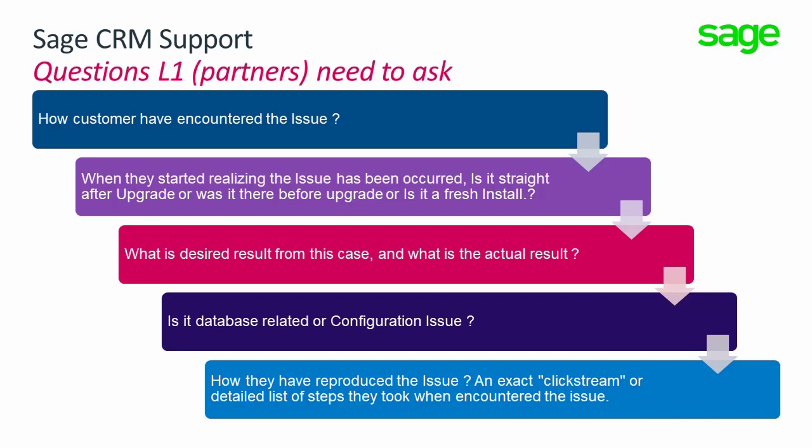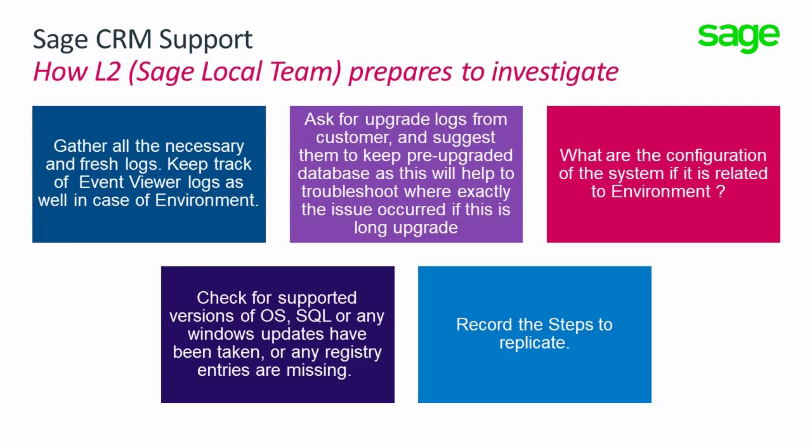And the good practice is to have the clickstream, the list of steps they have taken to encounter the issue. When the L1 team has seen on the remote or on the customer side that this issue has happened, then they should have the steps to replicate document. So this is the L1 part which needs to be asked from the customer.